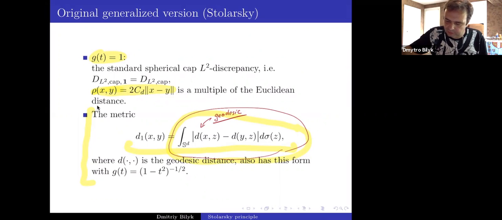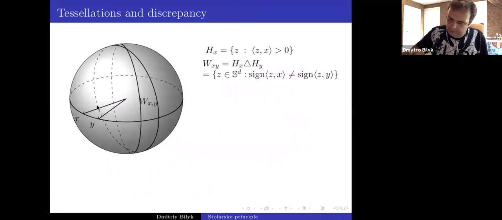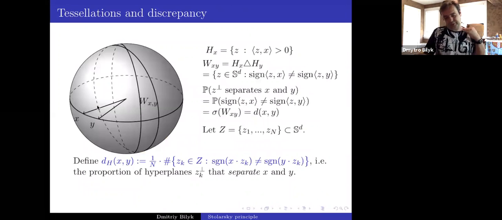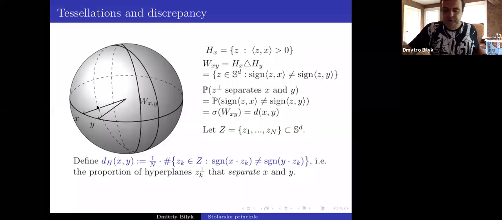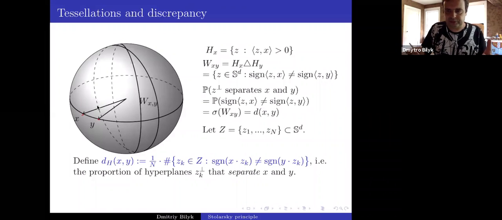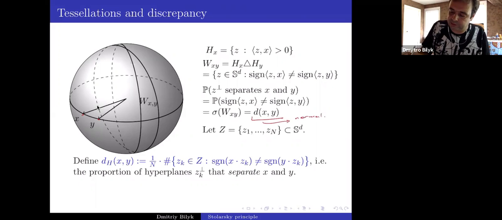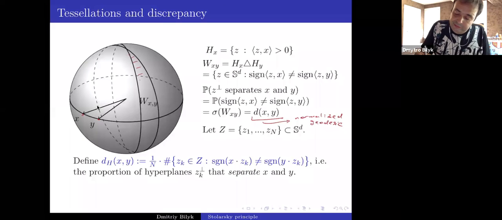Well, okay, I'll just spend one minute. I won't go into any details. This is from joint work with Michael Lacey. You have this problem of uniform tessellations. If you take two points on the sphere, and then take a random hyperplane through the origin, what's the probability that that random hyperplane separates those two points? It's easy to see that the probability is equal to the normalized geodesic distance, so the maximum distance is 1. It's also quite easy to see that it's equal to the surface measure of this spherical wedge, because the hyperplane orthogonal to Z would separate these points if Z lives in this wedge.